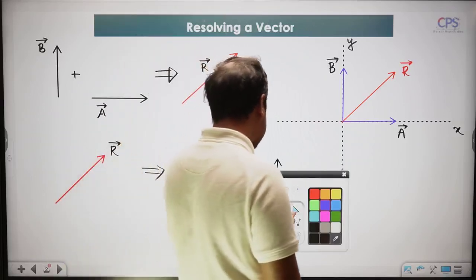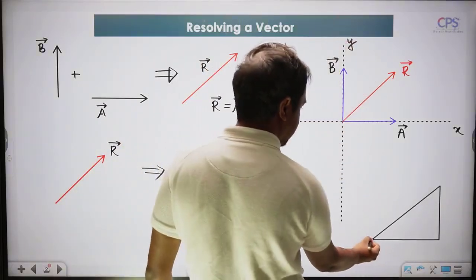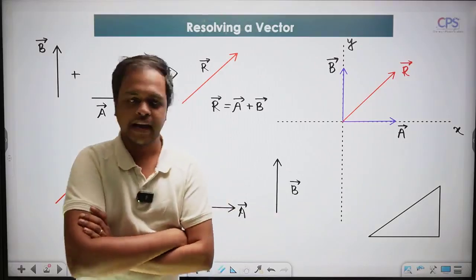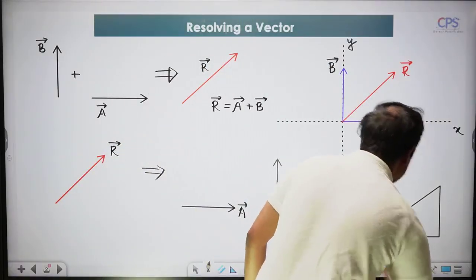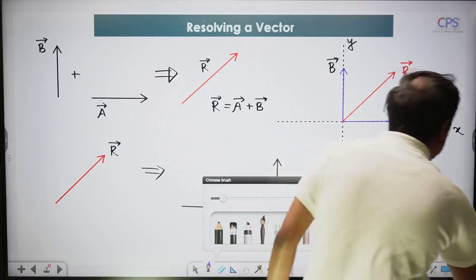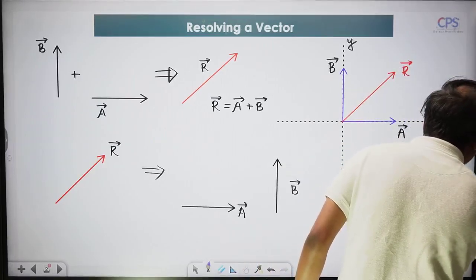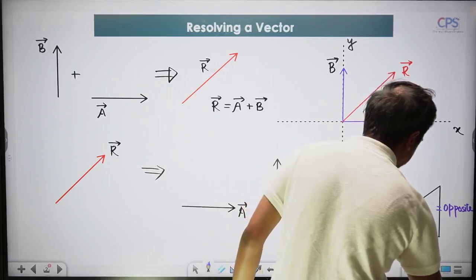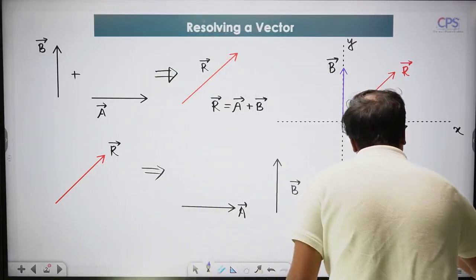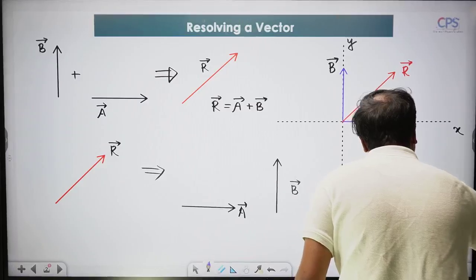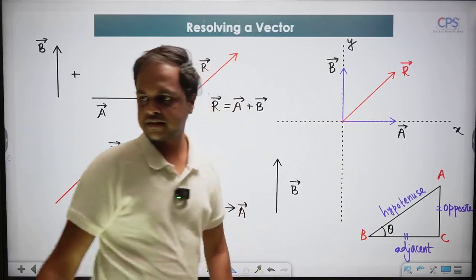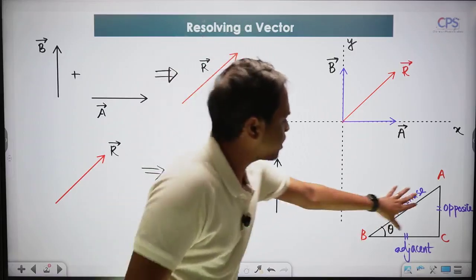Remember, for any right angle triangle, let's say this is a right angle triangle, and this is an angle theta. If it's the considered angle, then this is the opposite, this is the adjacent, and this one is the hypotenuse. Now let's mark the three vertices of the right angle triangle A, B, and C. Now we need to calculate from this one.